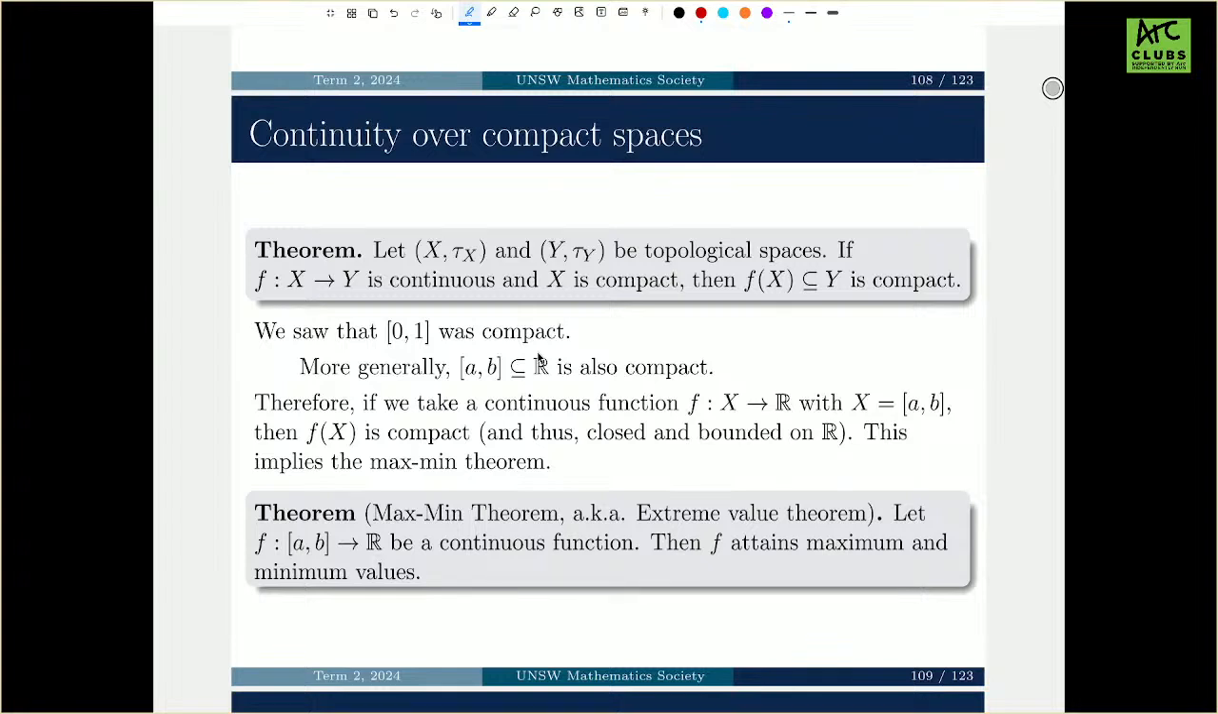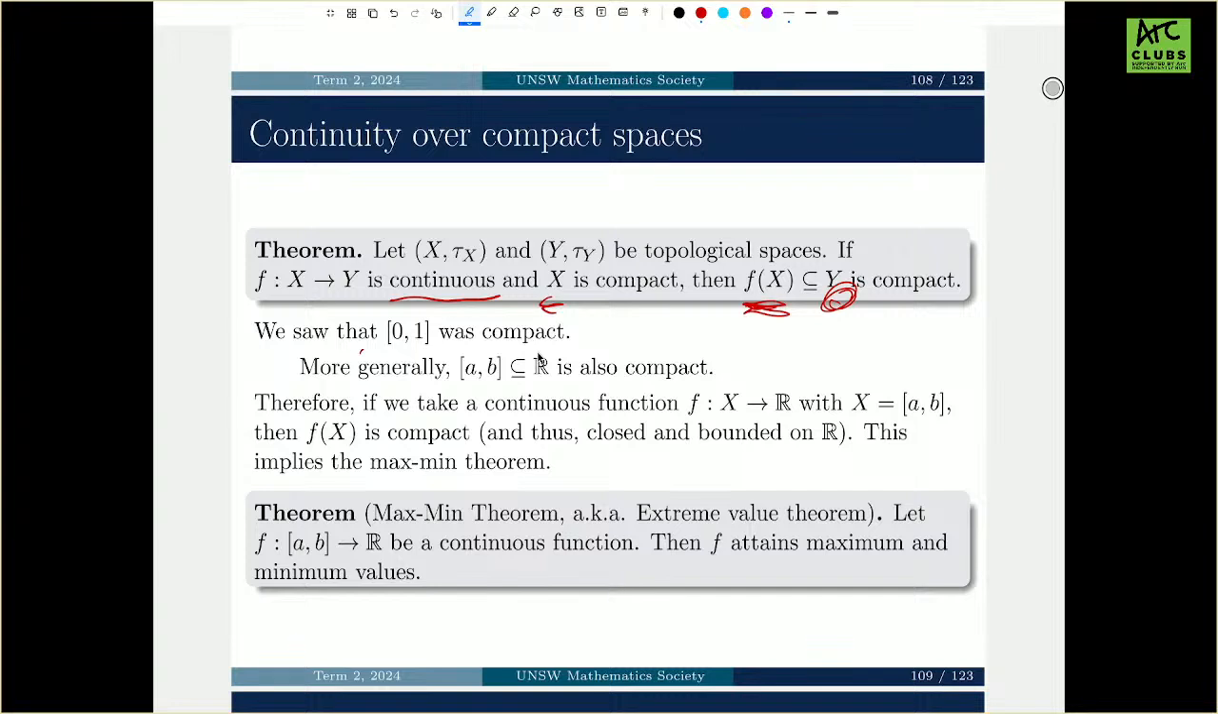You can reason that by saying you have an open cover of the image. You can take the pre-image of all those open sets, because by continuity the pre-images will be open, and then when you're back in X, you can use the fact that it's compact to get a finite subcover of X. Then the images of all those open sets will get you the finite subcover you want for the image.